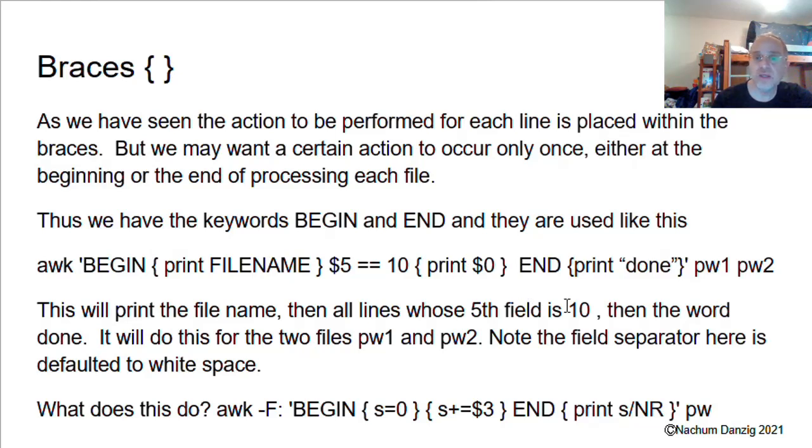And then END. END is similar to BEGIN. It means do this once, but when? Only when I finish processing all the rows. So every row is going to go through and print the row if its fifth field is 10. But at the end, it's going to print done. It could be that it'll never find a row like this. So minimum, I'm going to see file name, done, file name, done. But in between the file name and the word done, I might have rows of a file which meet this condition.